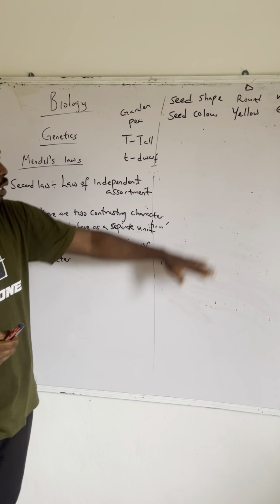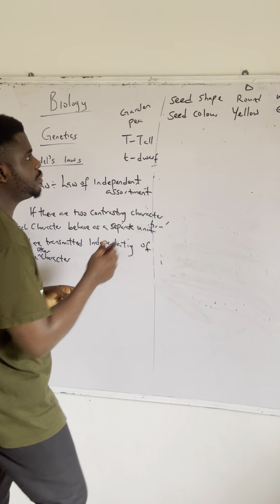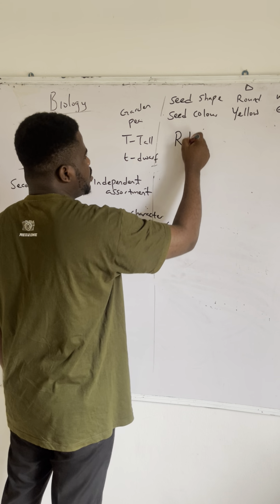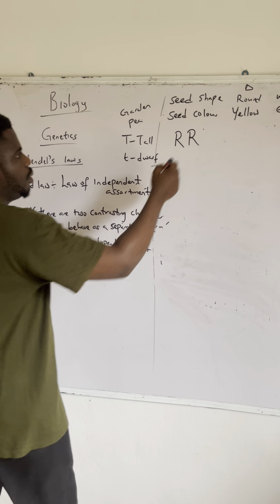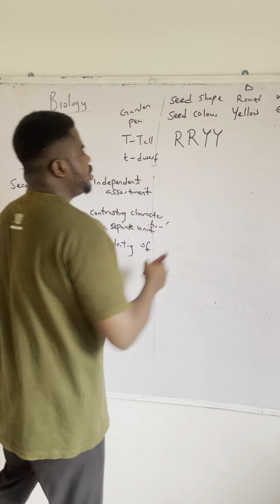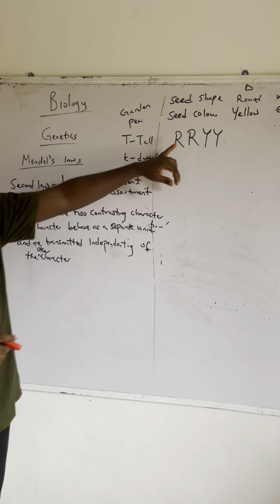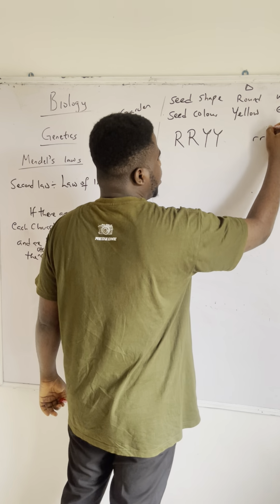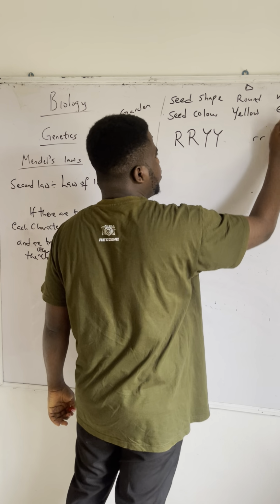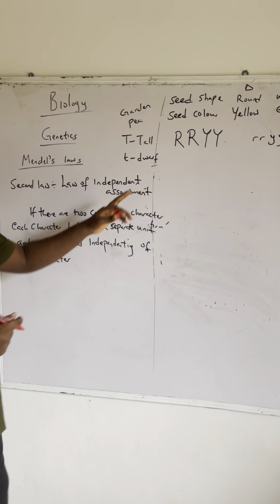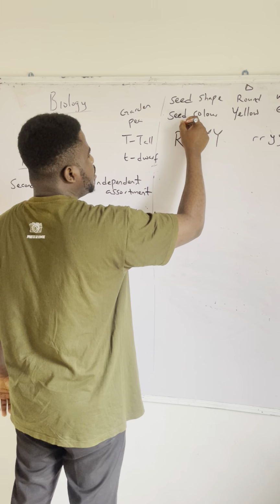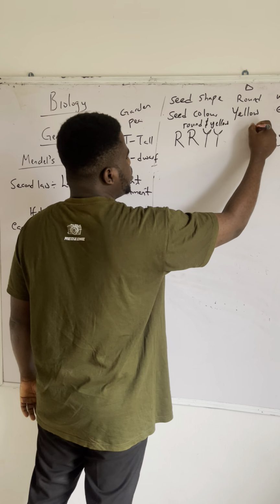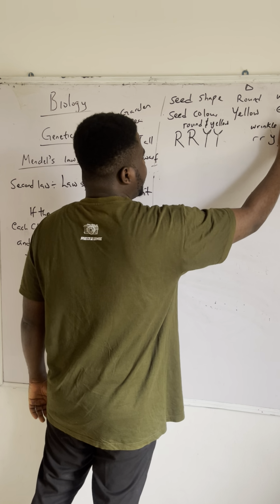So let me just show a crossing to explain what I'm doing now. The dominant one is R, so this one is RR, YY. That means this seed that I'm doing now is round and yellow. These are the recessive traits. This one is wrinkled and green. This is round and yellow. So this is wrinkled and green.